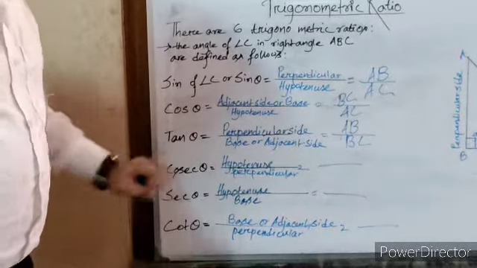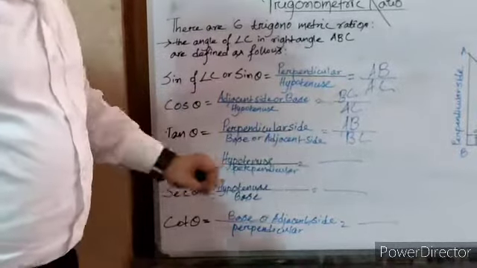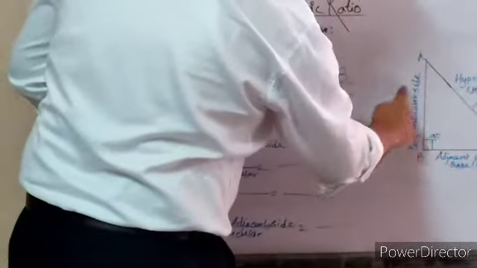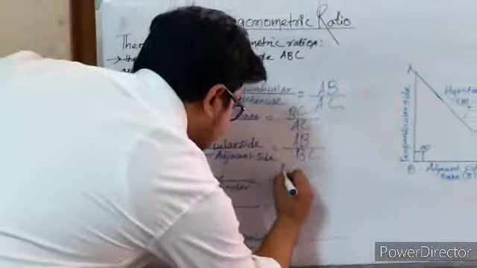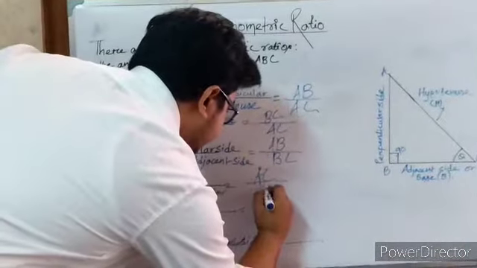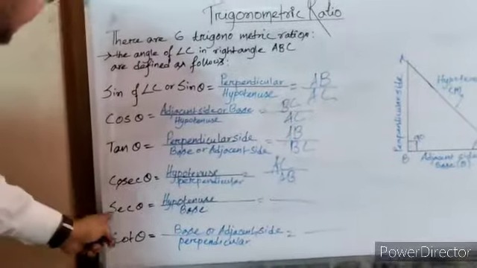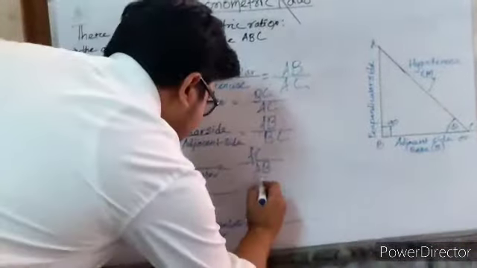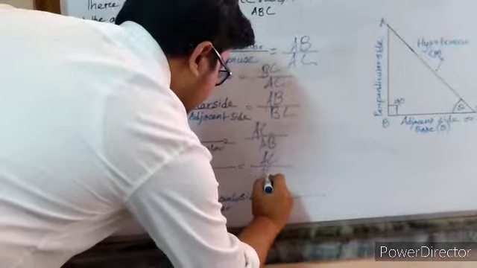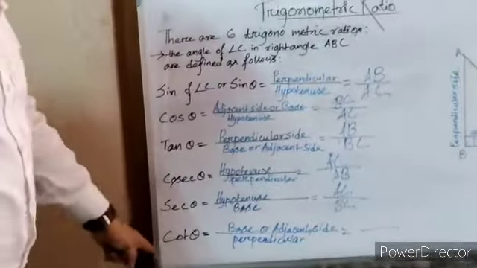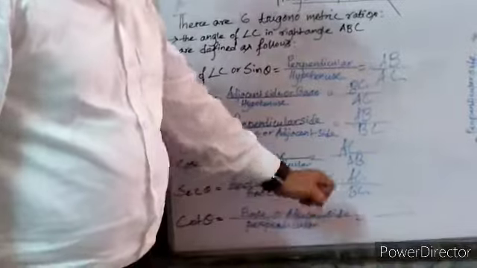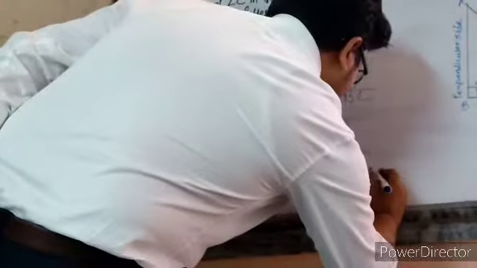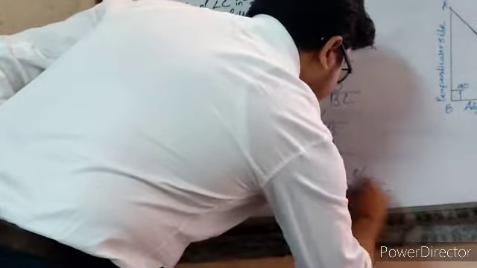Then the fourth one is cosec theta. What is it equal to? Hypotenuse by perpendicular. So this is AC by AB. And the fifth one is sec theta. What is sec theta equal to? Hypotenuse by base. So AC by BC. And the last one is cot theta. What is it equal to? Base or adjacent side, this BC, by the perpendicular AB. So here it is BC by AB.